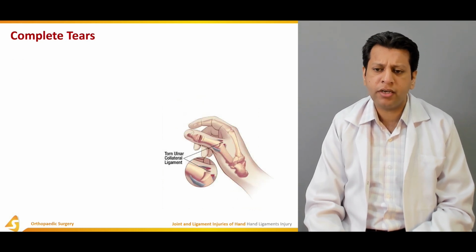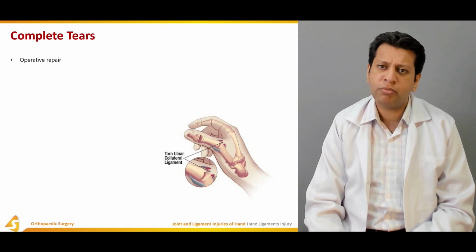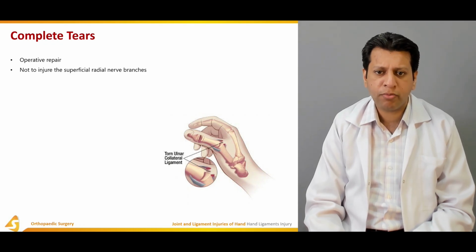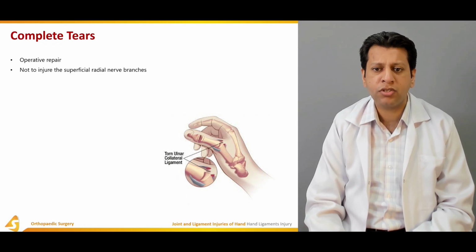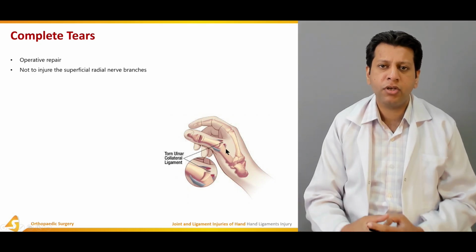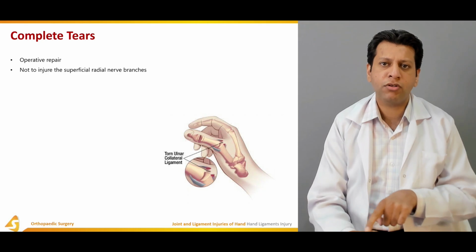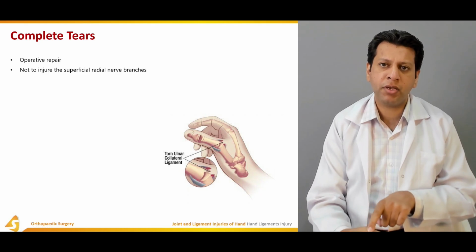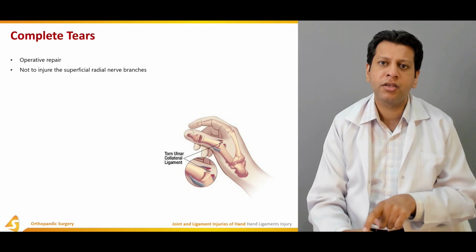If it's a complete tear, that would require an operative repair. And why does it require an operative repair? Because we have to take care not to injure the superficial radial nerve branches when we are opening it up. Usually the incision is on the dorsal web space, and that is how we go in and repair it.